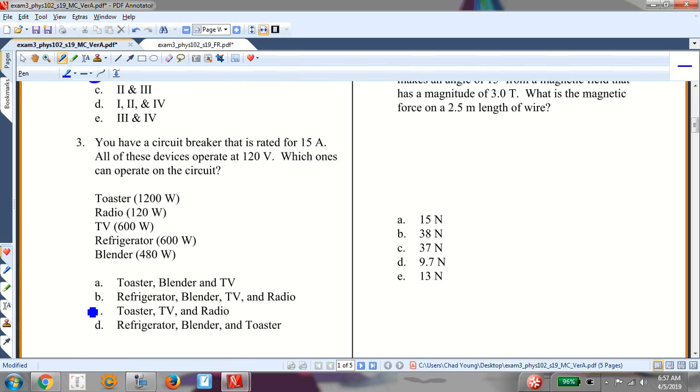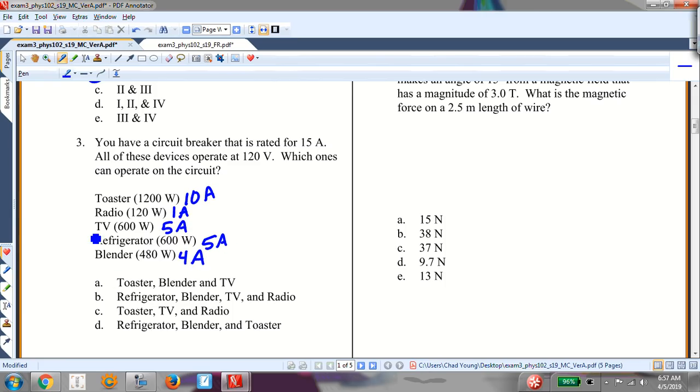Number 3, you have a circuit breaker rated for 15 amps. All the devices operate at 120 volts. Which ones can operate on the circuit? So I have this collection of devices. This carries 10 amps, 1 amp, 5 amps, 5 amps, and 4 amps.